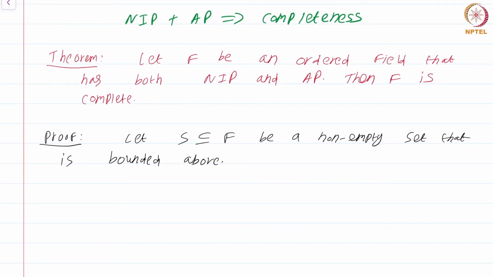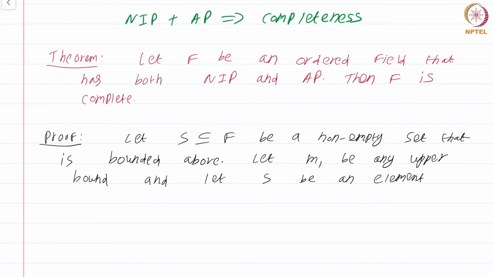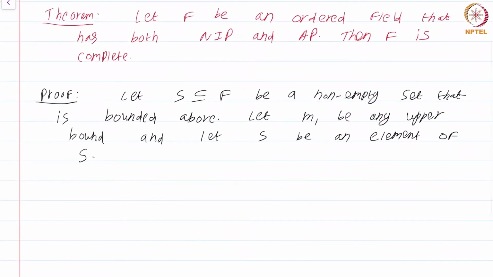We proceed as follows. Let M1 be any upper bound. That's a good place to start. And let s be an element of capital S. Take any element in capital S. Set I1, which is [A1, B1], to be just [s, M1], the closed interval [s, M1].